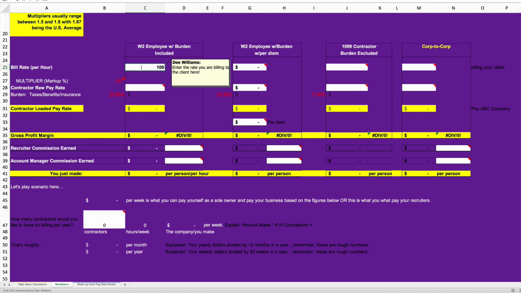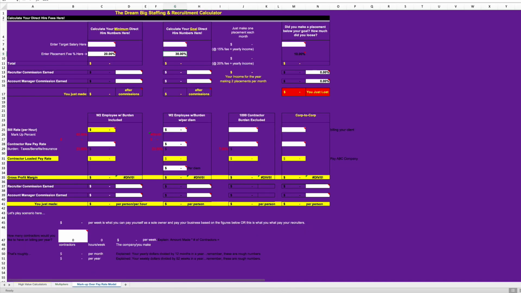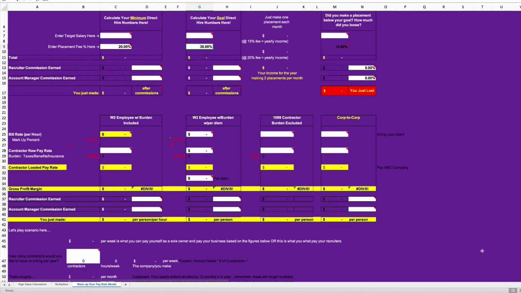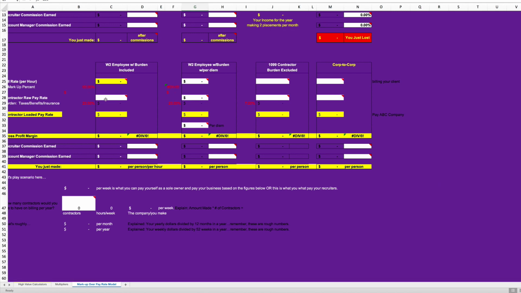So $100 an hour, and then you're still putting, you've got the 1.67. So let's say 50. So the numbers still come out 38, 1.67. So everything is calculated in there for you. And then the same thing with the markup over pay rate. So this is another way that people are billing. So people are doing it in many different ways.